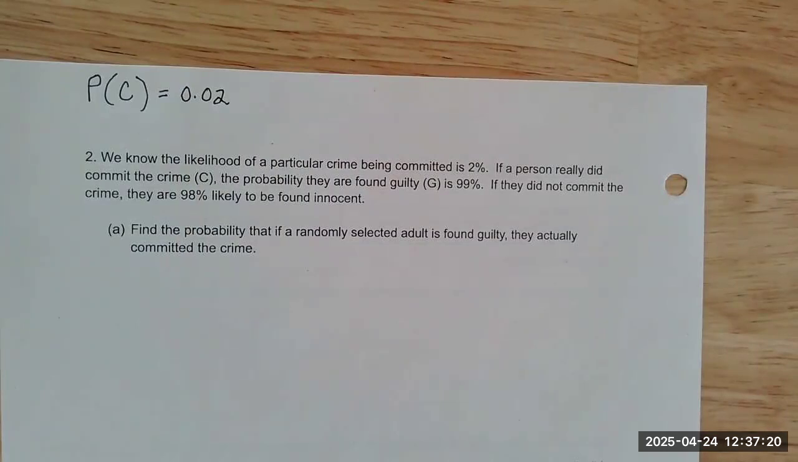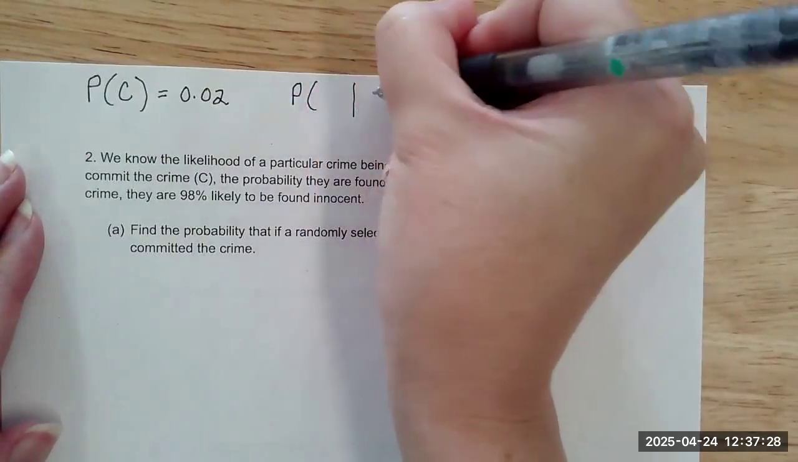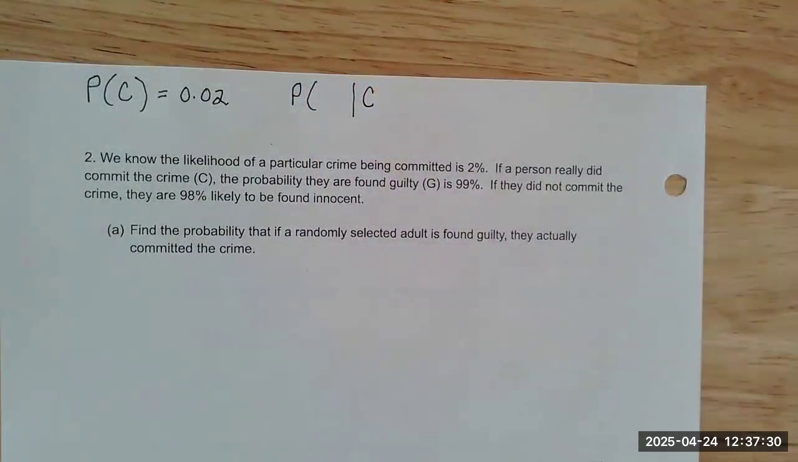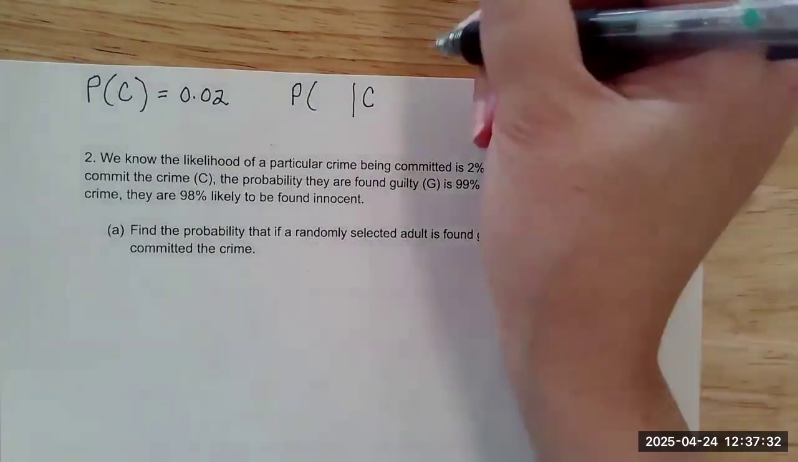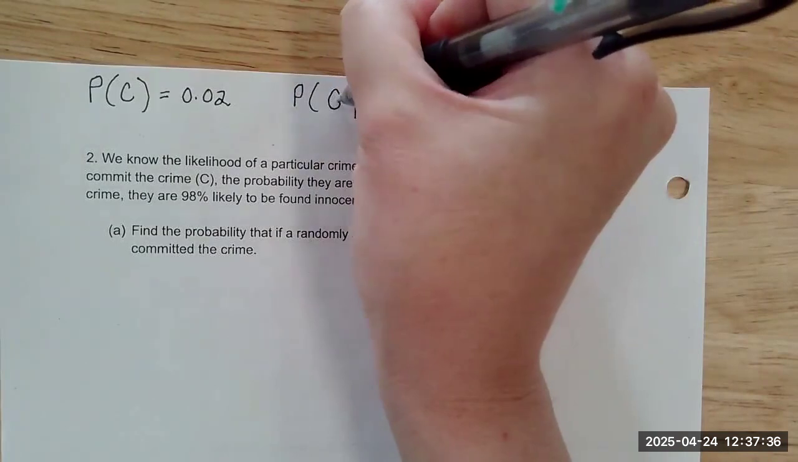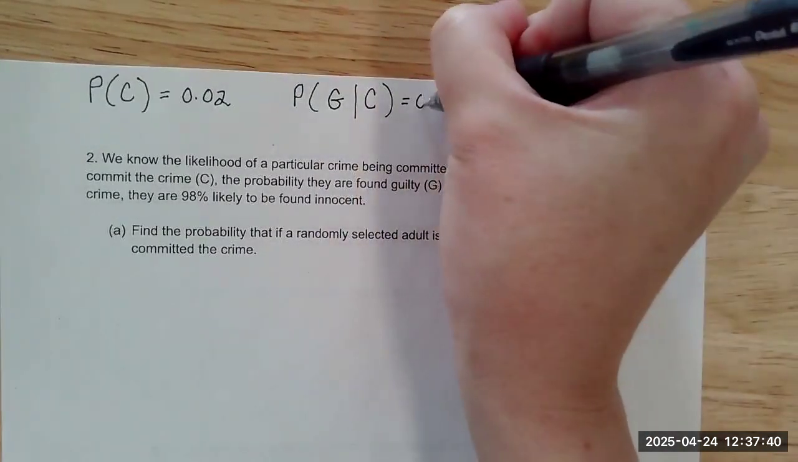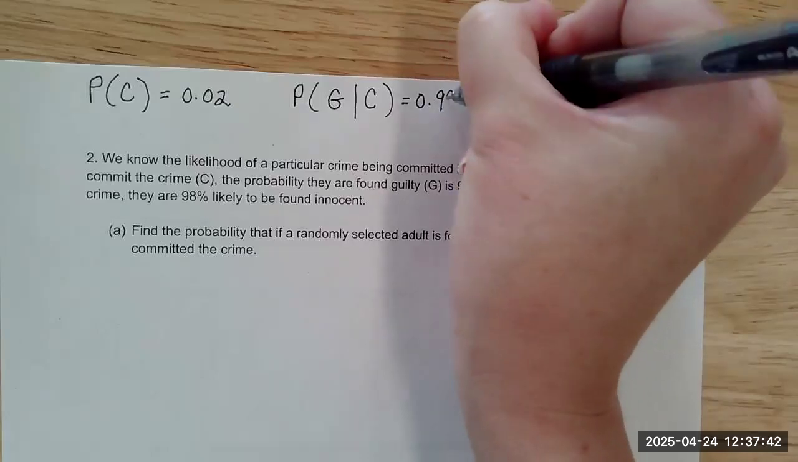If a person really did commit the crime, so that means given they committed the crime, the probability they're found guilty, we'll use G for that, is 99%. So we're going to write that as 0.99.